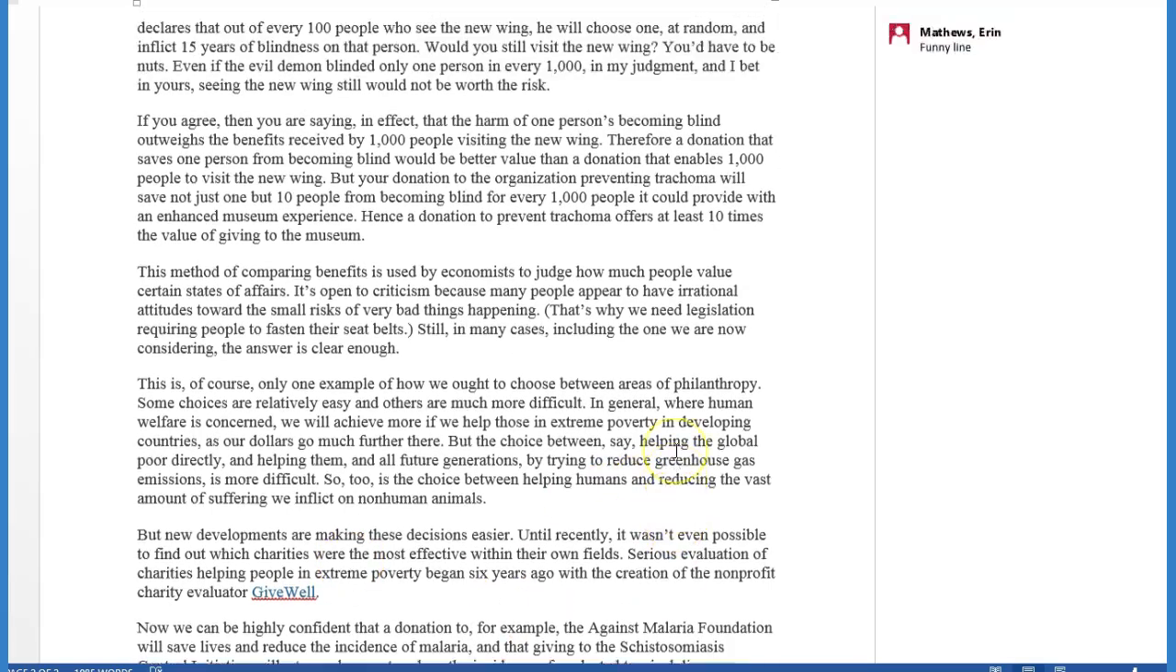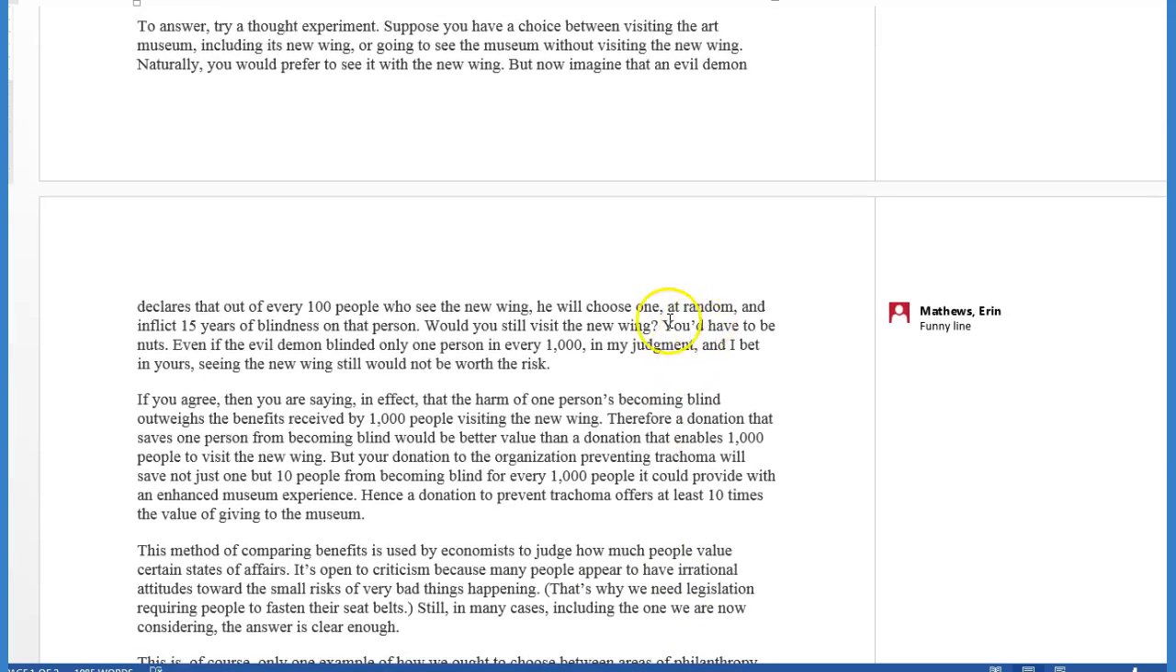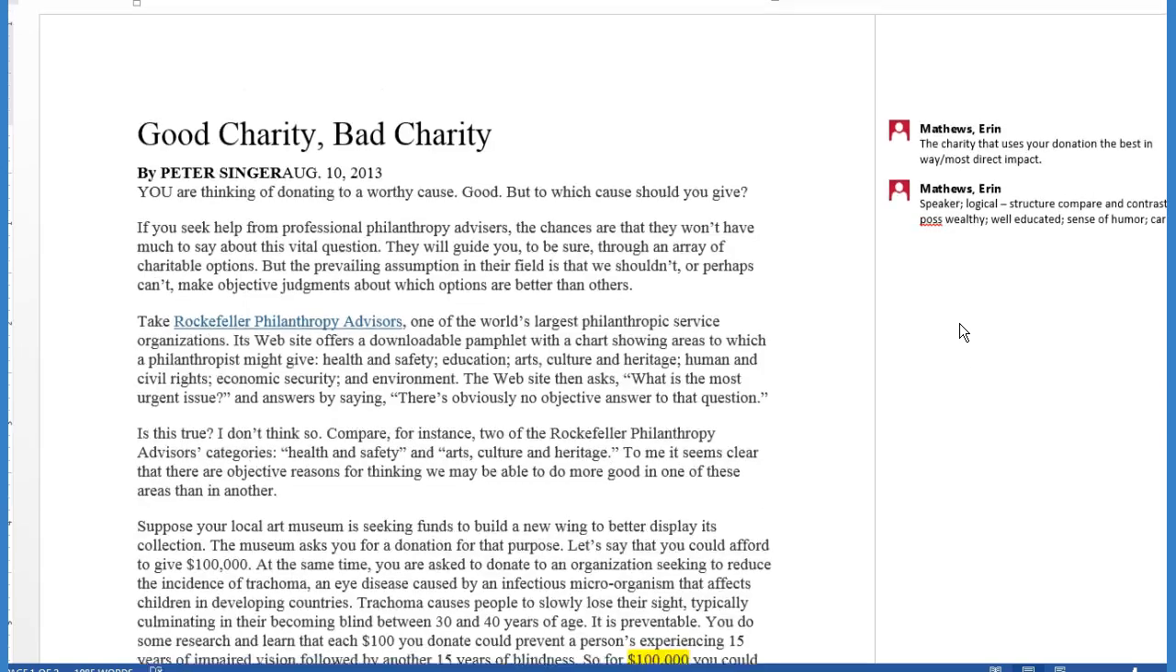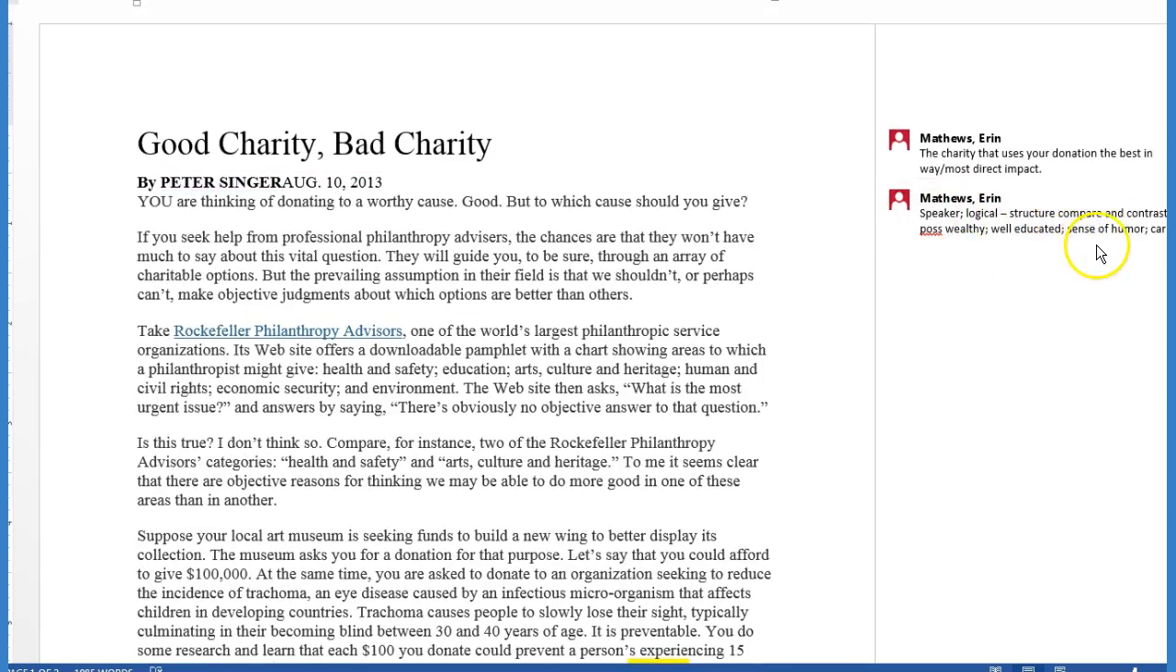So basically what I could do is after I mark that, I can say, okay, right here where it says you'd have to be nuts, it's not, like I said, life-changing comedy, but it's a little funny line. It shows some personality, shows some voice. So I would mark that for funny line to help back up my assertion that the author here has a sense of humor. Now, will that matter later on whenever I'm writing my piece? Maybe, maybe not, but it's good to have another marking there.